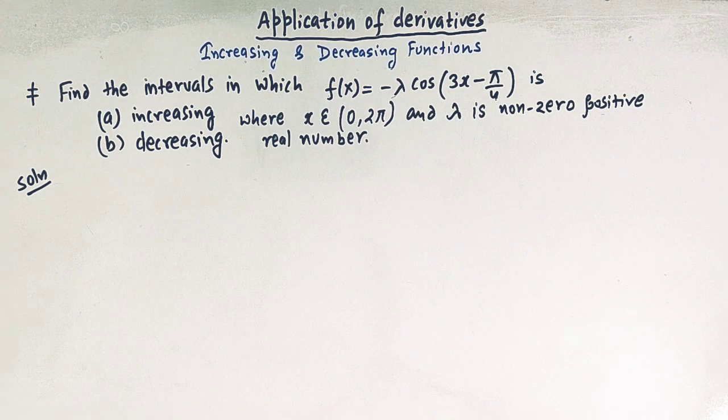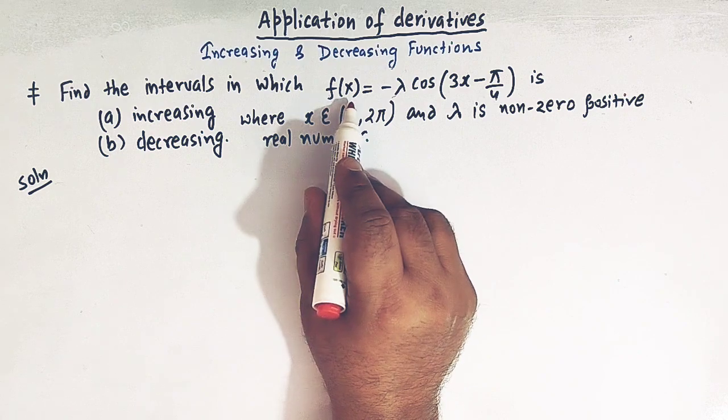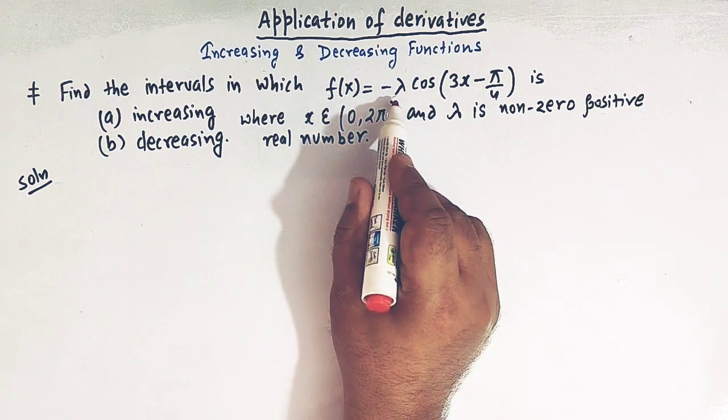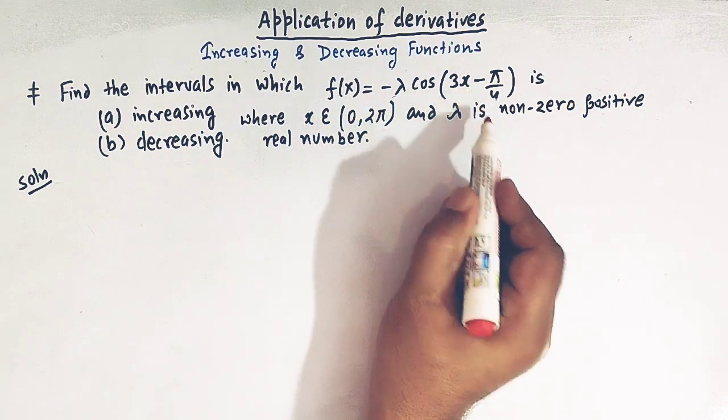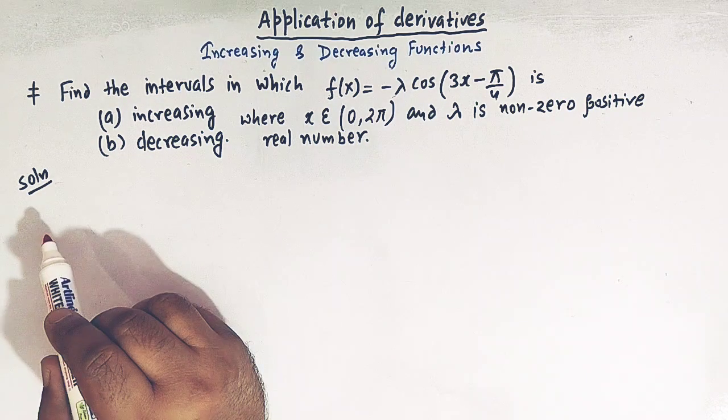Hello viewers, in today's class we are going to discuss yet another important and very conceptual problem from application of derivatives related to the concept of increasing and decreasing functions, right? So here we have this problem: find the intervals in which this function f of x is equal to minus lambda cosine of 3x minus pi by 4 is increasing and decreasing, right?